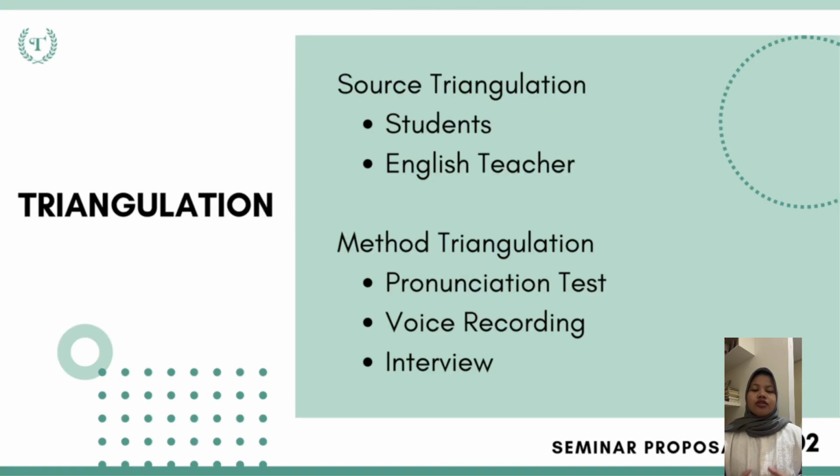To ensure the credibility and trustworthiness of the findings, the study applies triangulation. First, source triangulation is conducted by comparing information obtained from students and the English teachers. Second, method triangulation is applied by using 3 different methods of data collection, namely pronunciation test, voice recordings, and interviews. By applying triangulation, the researcher expects to obtain more credible and trustworthy findings.